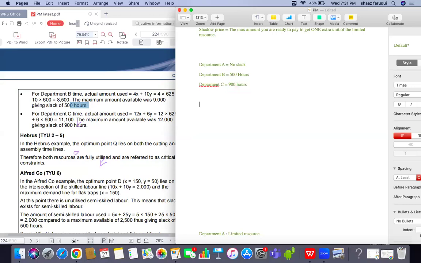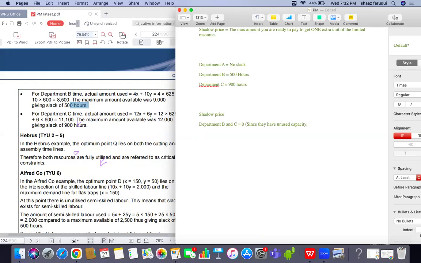So Department B and C, since they have a Slack, there is no shadow price. Department B and C, shadow price is 0. Why? Because they have unused capacity.